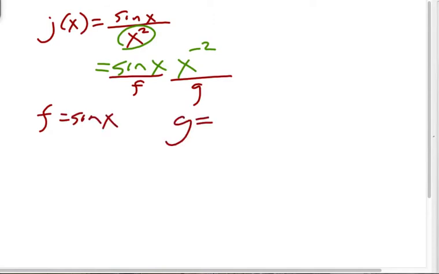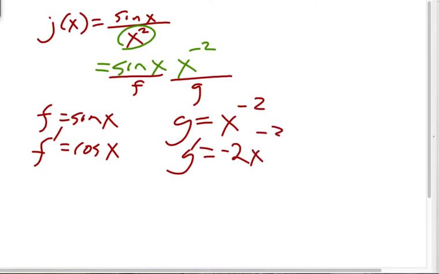g is x to the negative 2. Now I need to find the derivatives. So f prime is cosine of x. g prime is negative 2x to the negative 3, subtracting 1 from there. Okay, so now we're ready to put these together.